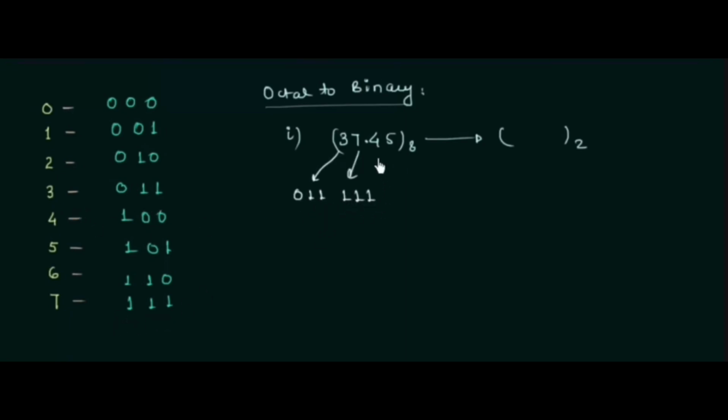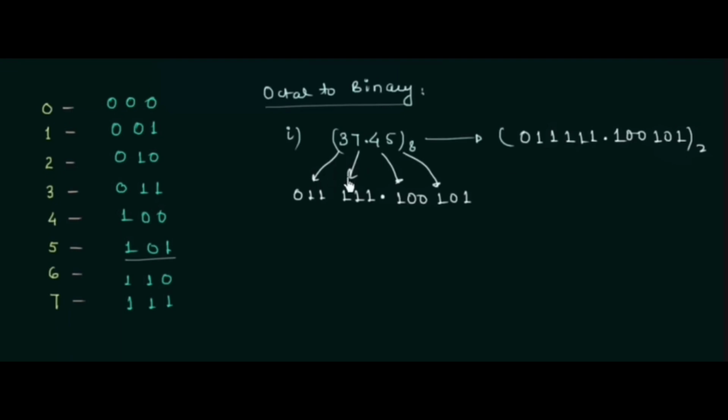Now we have the point here. 4 we can write as 100. 5 we can write as 101. So the binary equivalent of this octal number is 011111.100101. This is the binary equivalent of this octal number.